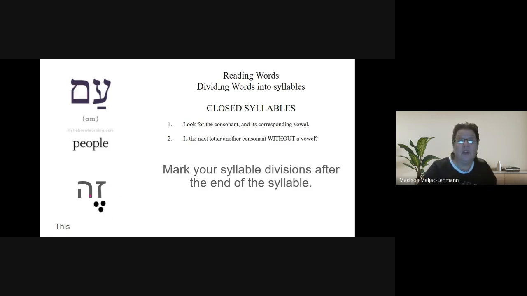Okay, we have the word ze. So ze again means this. We just learned this. And again, we have the consonant. It has a vowel underneath it. The next letter does not have a vowel. So that's the whole word, ze. All set.